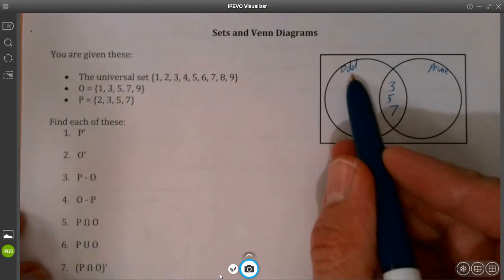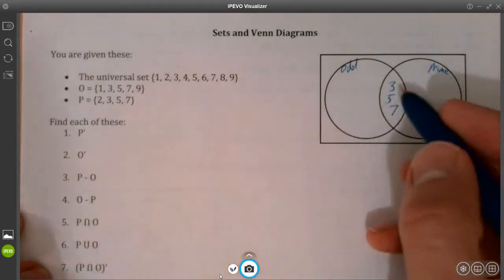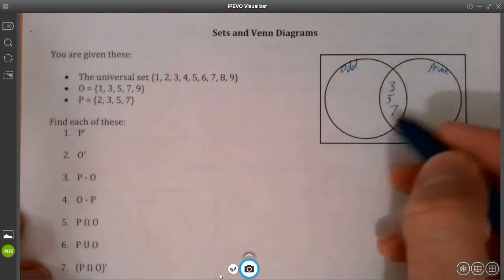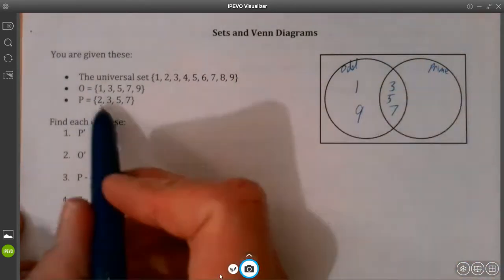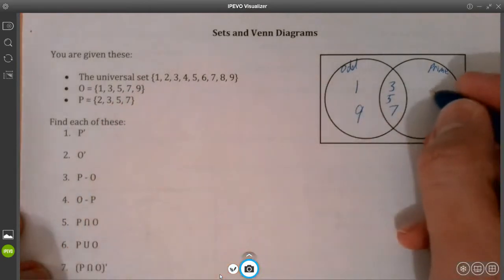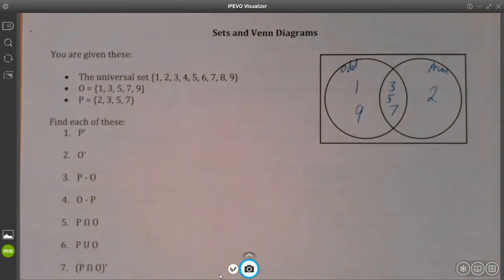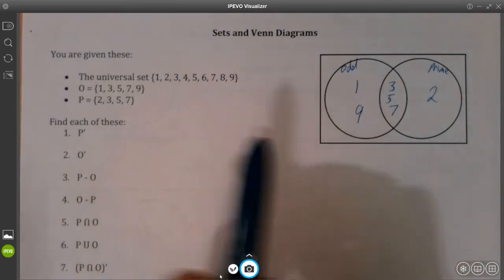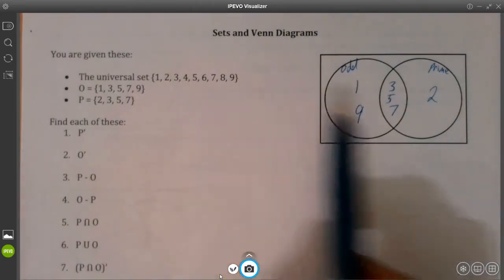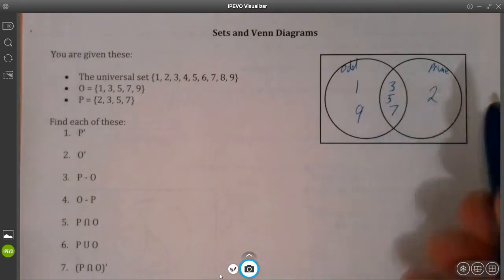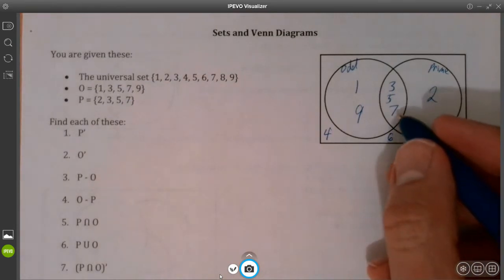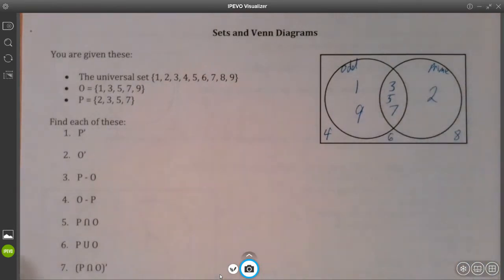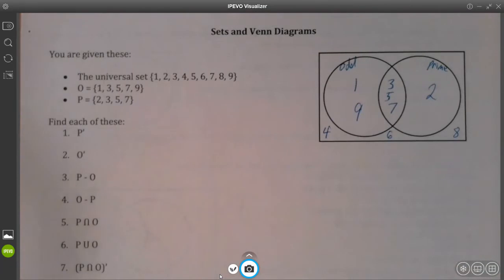My odd numbers are 1, 3, 5, 7, 9, and I have 3, 5, and 7 here. So the other ones are still going to go in this circle. So 1 and 9. My prime numbers would be 2, 3, 5, and 7, so I need a 2. And then I have to also consider what do I not have? Like what have I not written? Well, I need 1, 2, 3, 4, 5, 6, 7, 8, 9. There we go. We have everything accounted for.